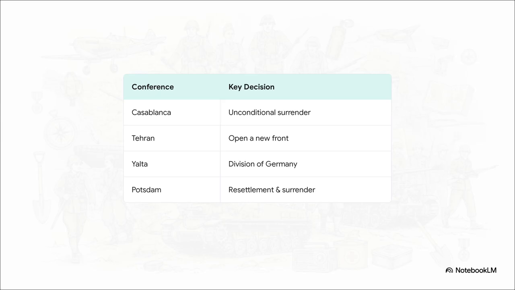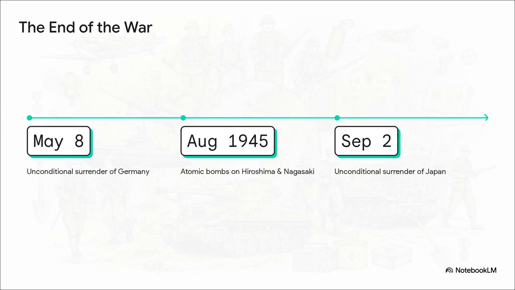And finally, the Potsdam Conference. This one established the rules for governing Germany, shifted borders, and formally called on Japan to surrender. Guys, you absolutely must know the difference between Yalta and Potsdam for your exam. All right, bringing it all to a close with the final timeline of 1945.